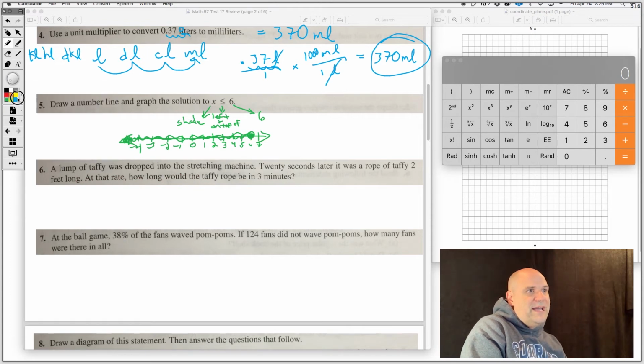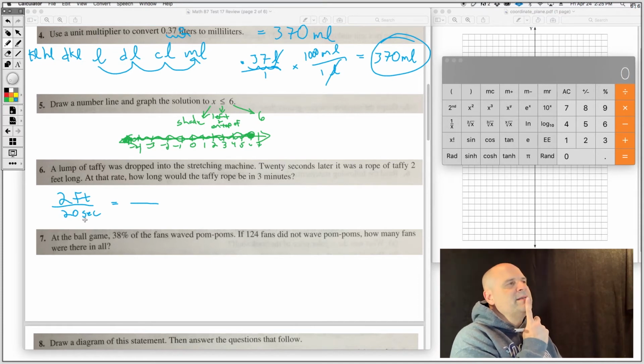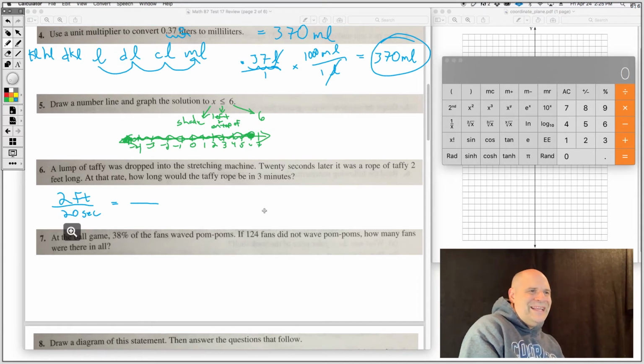A lump of taffy was dropped into the stretching machine. 20 seconds later, it was a rope of taffy 2 feet long. At that rate, how long would the taffy rope be in 3 minutes? So let's see, it goes 2 feet per 20 seconds. Let's see what it would take to go 3 minutes. Well, 3 minutes is not the same thing as seconds. So what's 3 minutes in seconds? There's 60 seconds in a minute. 3 of those would be 180 seconds.